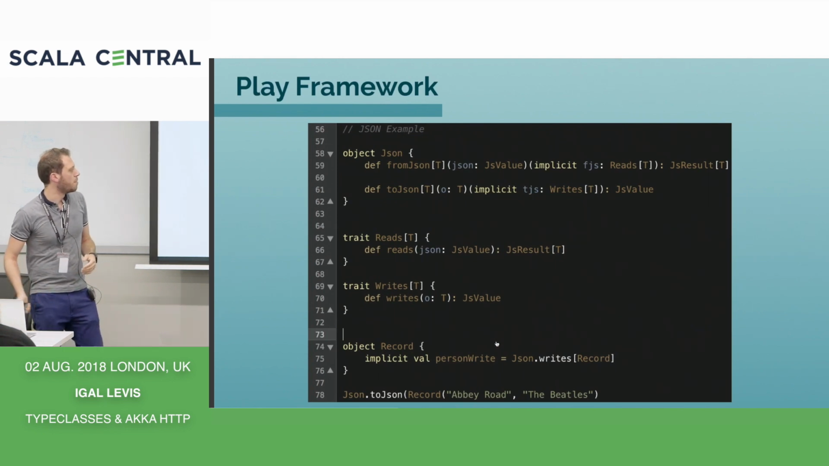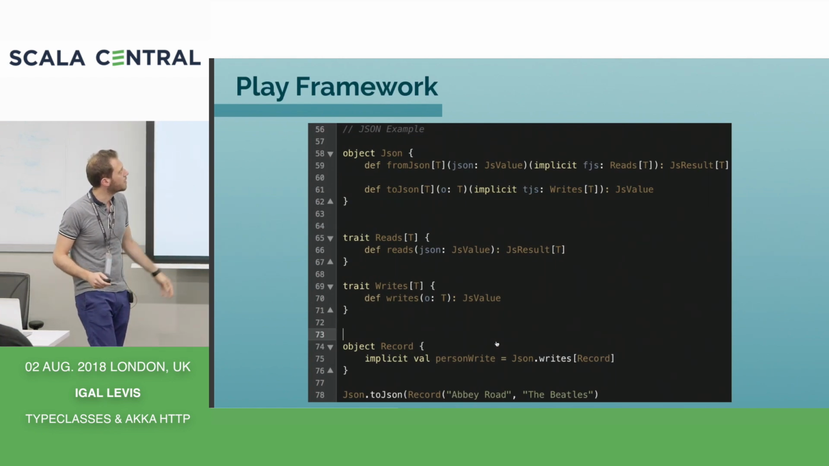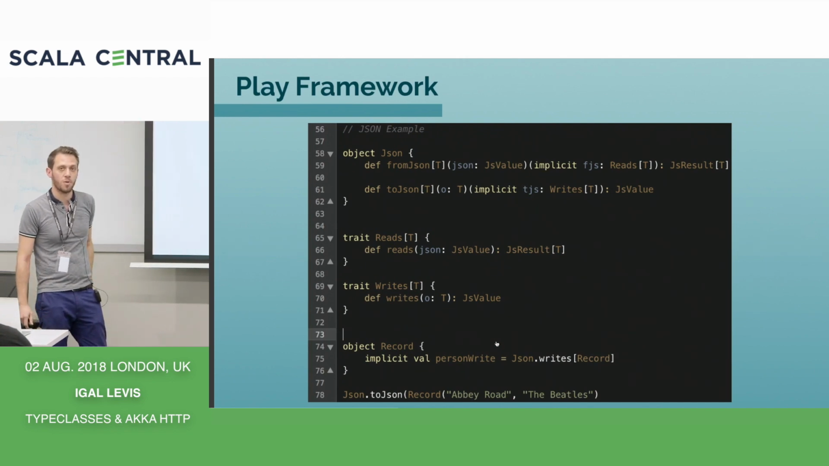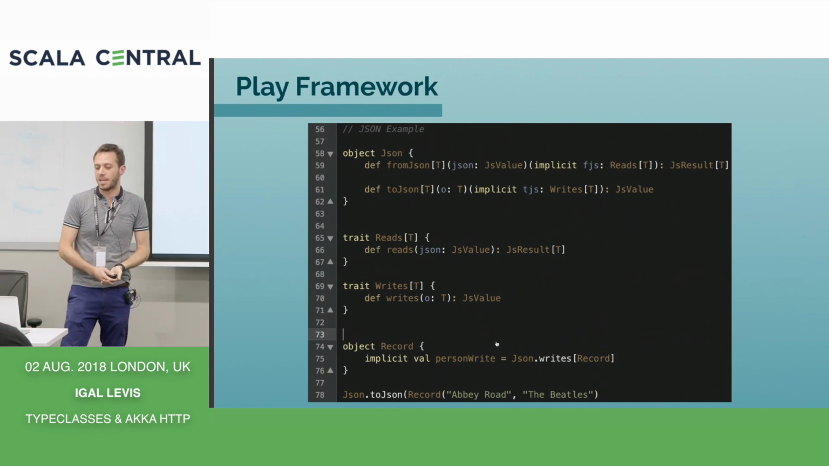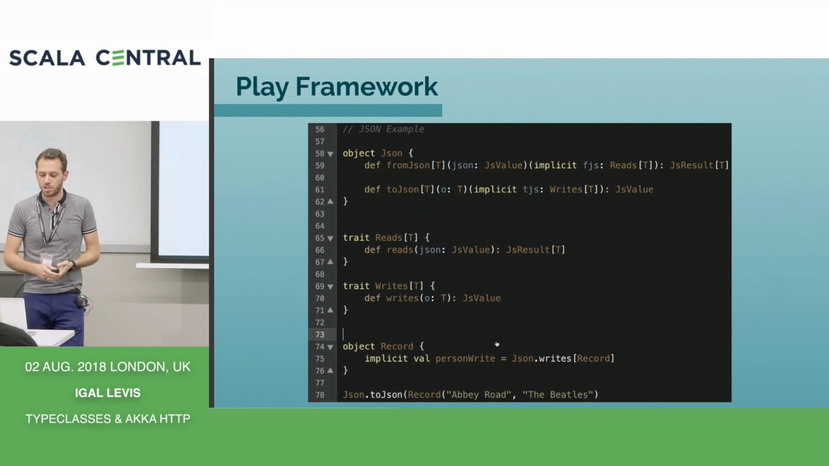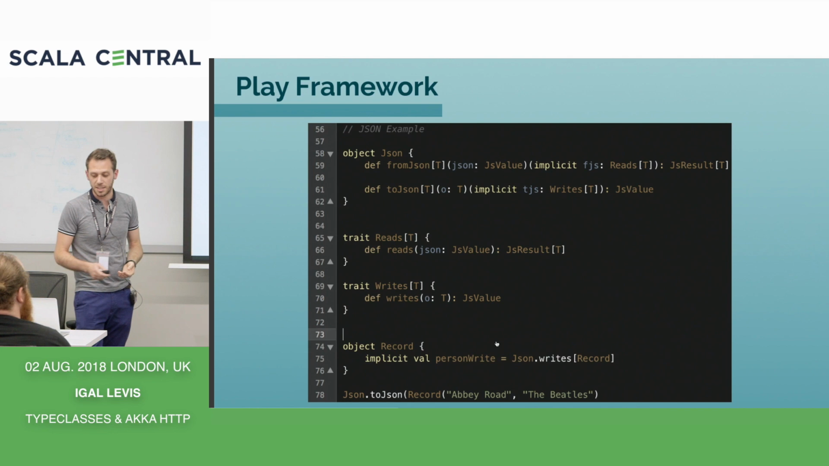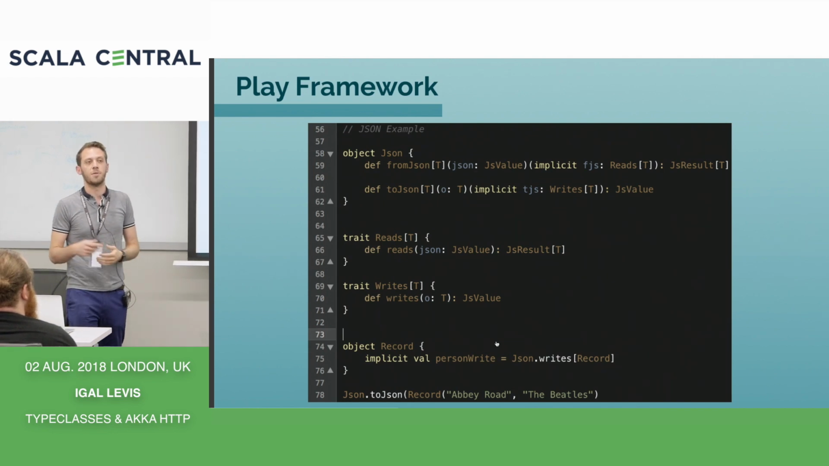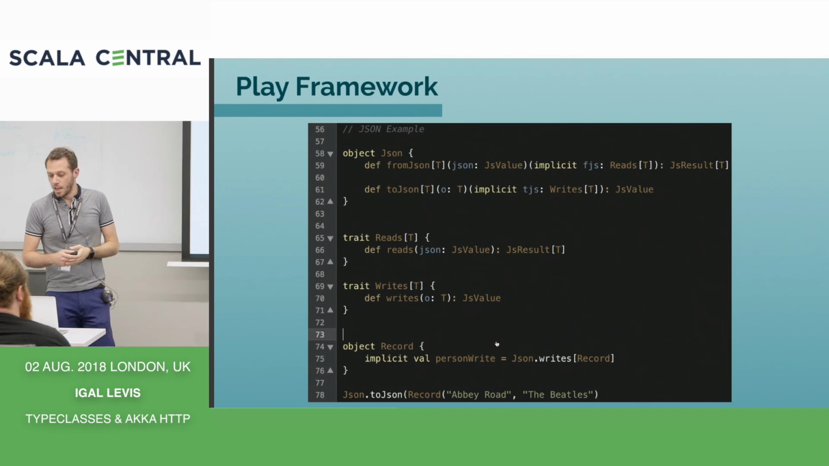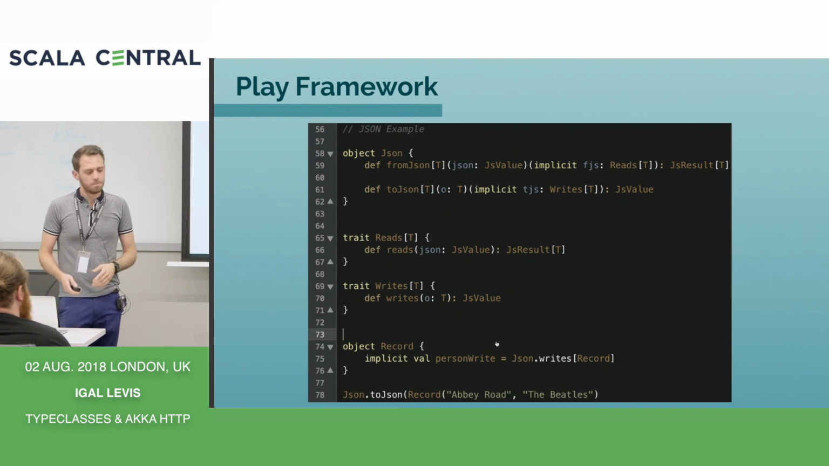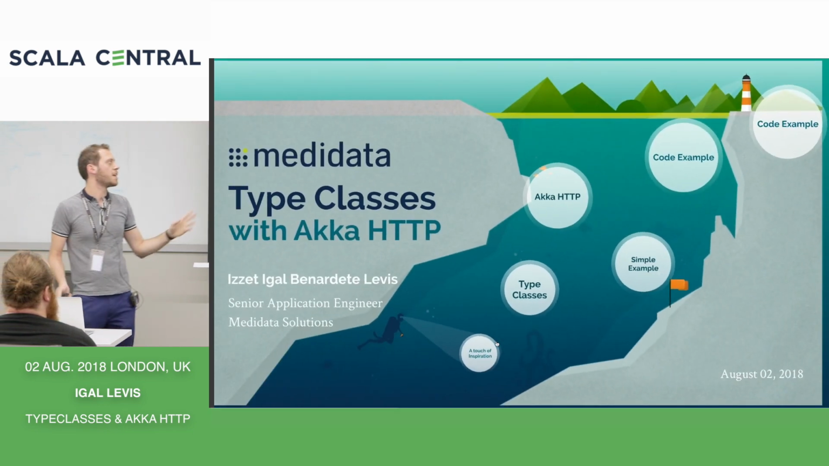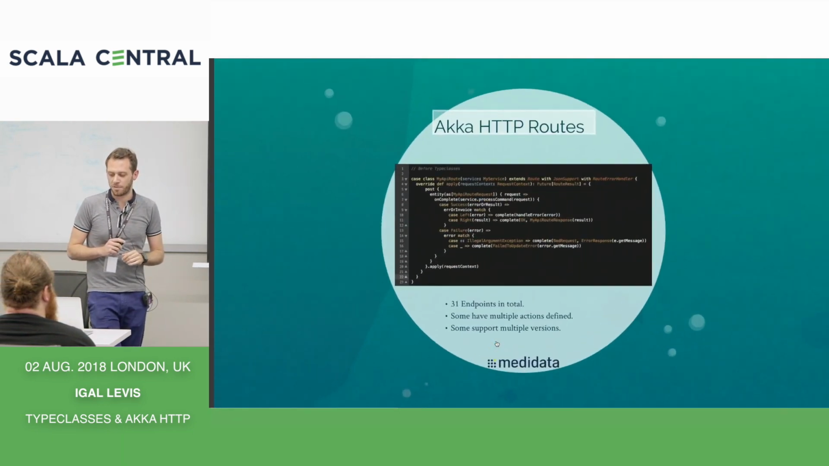This is another example, but I'll briefly go over it. It's basically an example from Play Framework and how type classes are used to define marshallers and unmarshallers for custom objects that you might have in your library, which will allow you to convert them into JSON objects. I'll be continuing with an HTTP example, so I'll spare it for now.